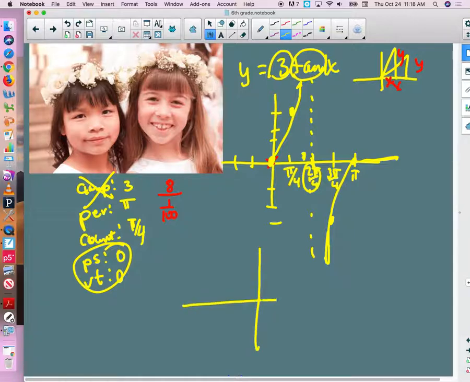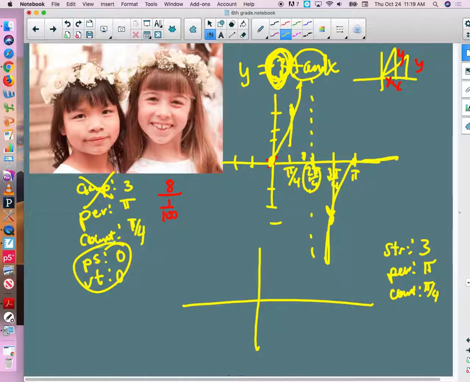Y'all ready? It doesn't really have amplitude, but you'd need that number. If it makes you feel better, you can just call it stretch. That makes your graph stretch in both directions. I can change that number and change the shape of my tangent graph. Period is pi over whatever's in front of x. You still divide it into 4 equal parts. And phase shift was 0, and vertical translation 0.